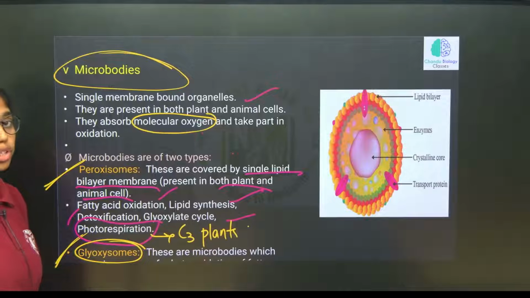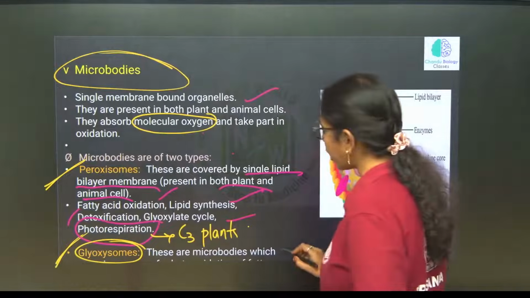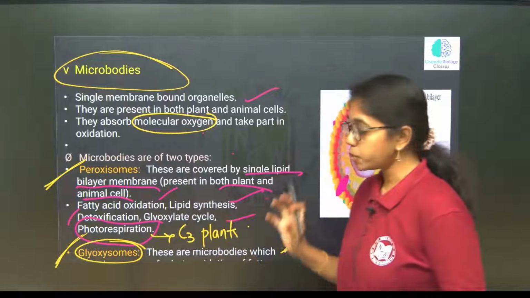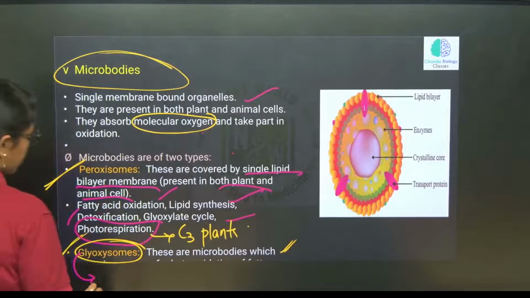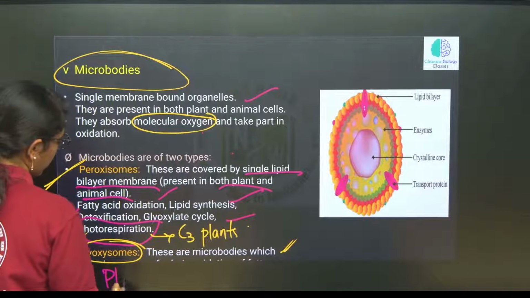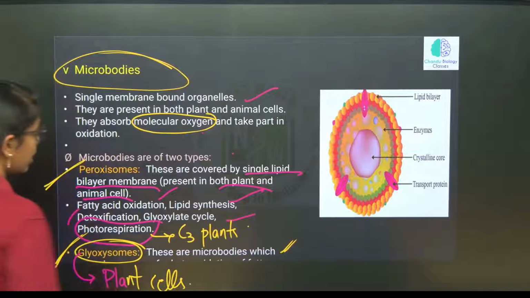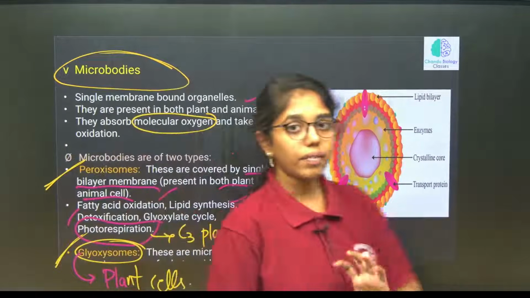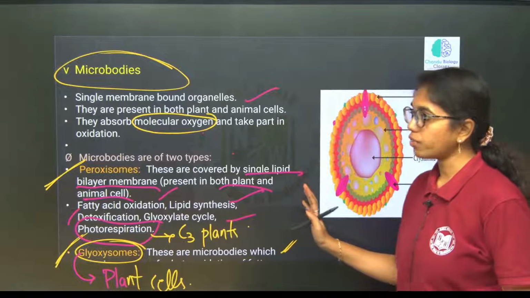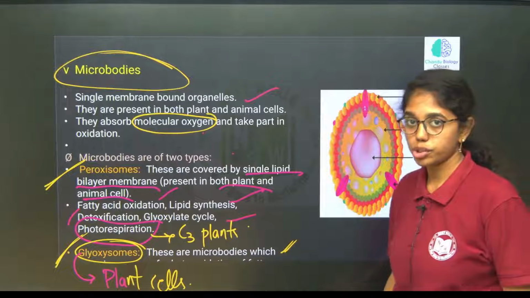Glyoxysomes play a crucial role during what? Seed germination. These are the microbodies which are specially present in plant cells. They play a key role during seed germination. So, with this we have completed the whole set of organelles. Lastly, it is microbodies, that is peroxisomes and glyoxysomes.